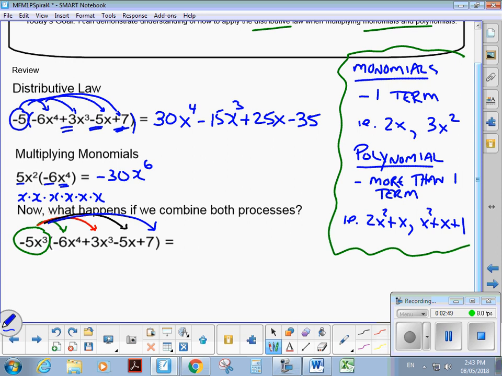-5 times 6, well, that's 30. X cubed times x to the fourth. So that means it'll be x to the seventh. We add the exponents. Next, -5 times 3 is -15. X cubed and x cubed means we'll have x to the sixth. -5 times -5 is 25. We have x cubed, and remember, if there's no exponent, we assume it to be a 1. So that's x to the fourth, and then minus 35x cubed. So there is our answer when we are distributing a monomial into a polynomial. All right, no tricks, that's all there is to that.